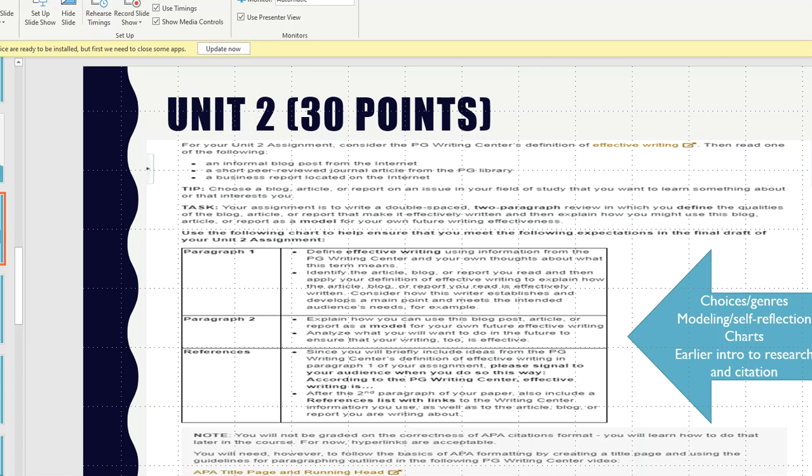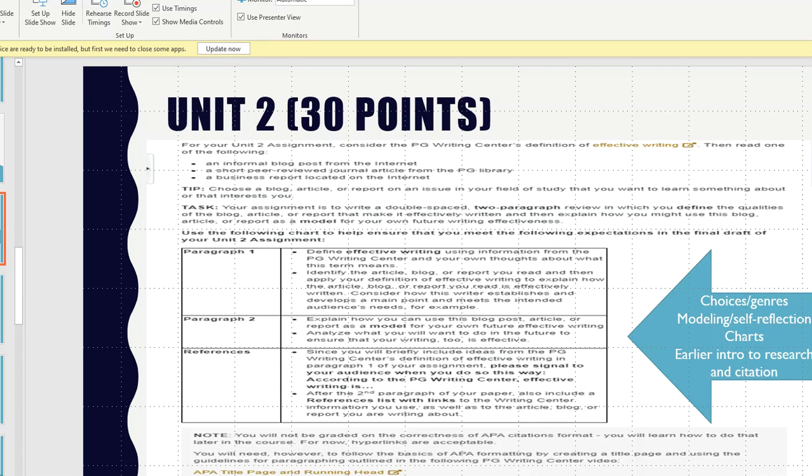So one of the first things that we noticed following the problem solution method was that Unit 2, despite our best intentions, was overwhelming to students. We want them to read something, we want them to apply their reading comprehension skills, but it was a little overwhelming. So the Unit 2 assignment is going to be a little bit different.